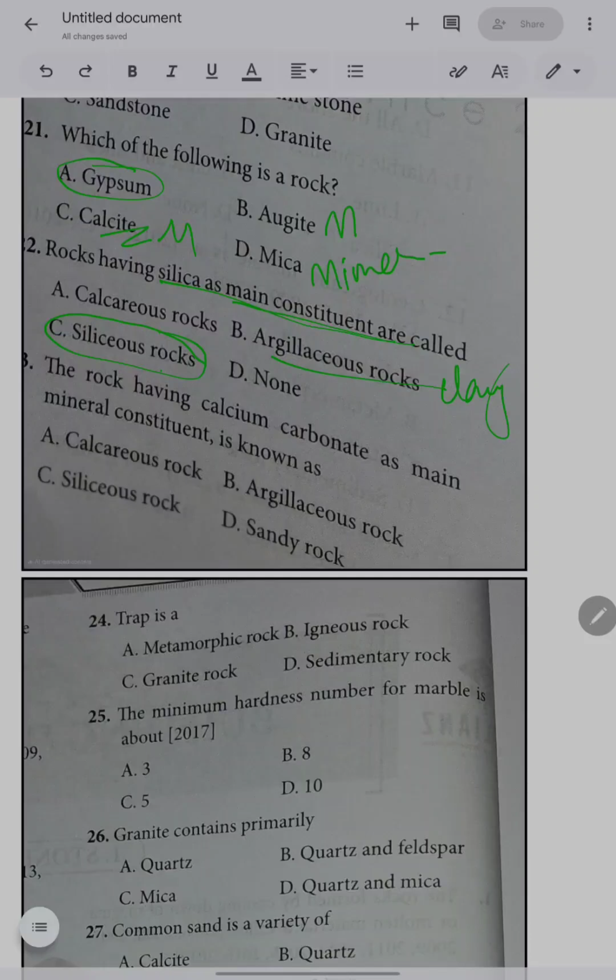The next question. The rock having calcium carbonate as the main mineral constituent is called calcareous rocks, argillaceous rocks, siliceous rocks, sandy rocks. Argillaceous is clay, siliceous is silica. Then from the name itself, calcium carbonate, calcareous rocks.